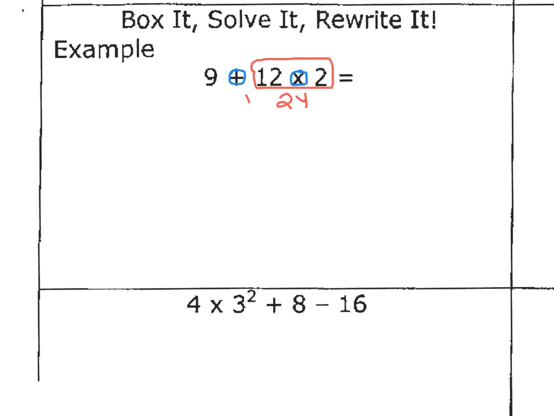And then you rewrite the problem. Okay, and then the last operation we have is 9 plus 24. So we box it. We solve it. 9 plus 24 is 33, and that is our answer.